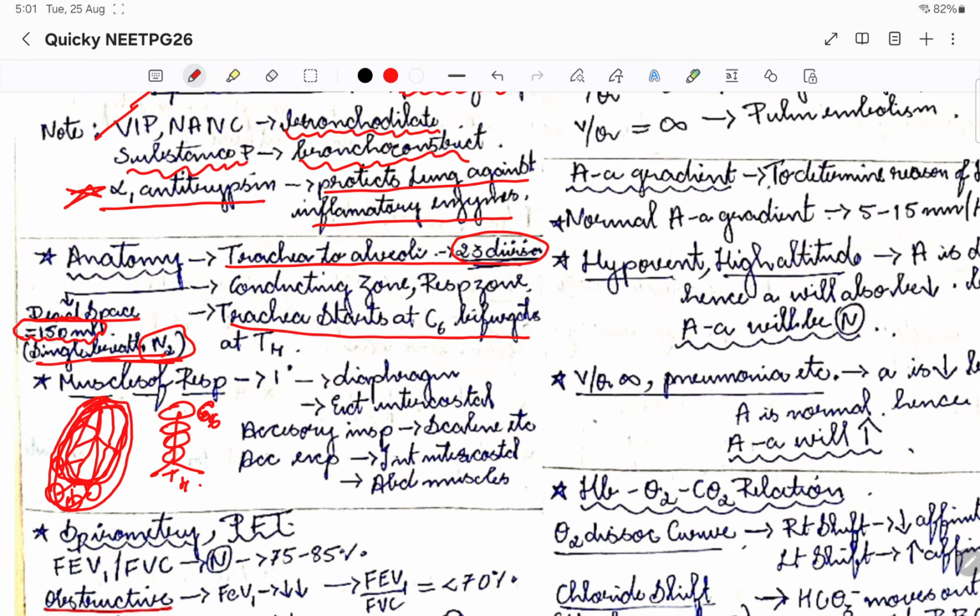Coming to muscles of respiration, there are primary muscles, accessory inspiratory muscles and accessory expiratory muscles. The primary muscles responsible for respiration are the diaphragm and the external intercostal muscles. The accessory muscles for inspiration are the scalene muscles, which are neck muscles. For expiration, the internal intercostal muscles and the abdominal muscles will push the air out, so these are accessory expiratory muscles.